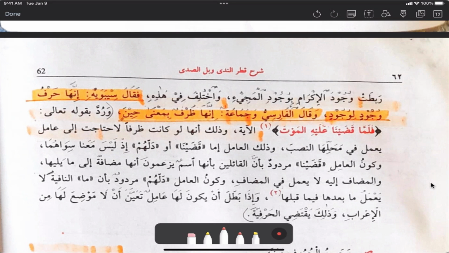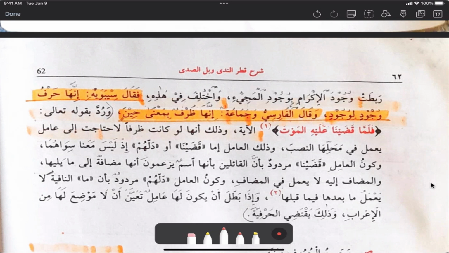ورد بقوله تعالى فلما قضينا عليه الموت. وذلك أنها لو كانت ظرفا لاحتاجت إلى عامل يعمل في محلها النصب. وذلك العامل إما قضينا أو دلهم إذ ليس معنا سواهما وكون العامل قضينا مردود بأن القائلين بأنها اسم يزعمون أنها مضافة إلى ما يليها والمضاف إليه لا يعمل في المضاف وكون العامل دلهم مردود بأن ما نافية لا يعمل ما بعدها فيما قبلها وإذا بطل أن يكون لها عامل تعين ألا موضع لها من الإعراب وذلك يقتضي الحرفية.